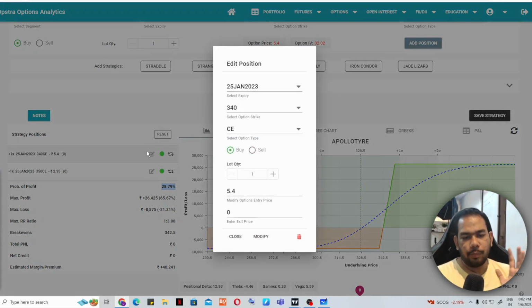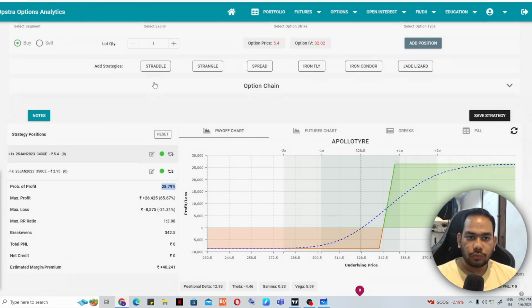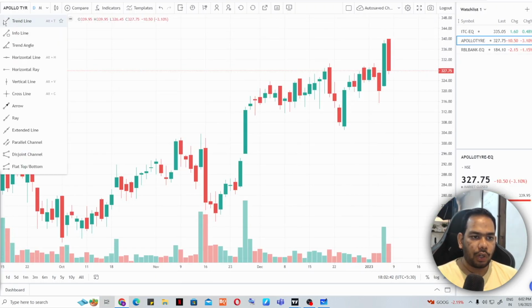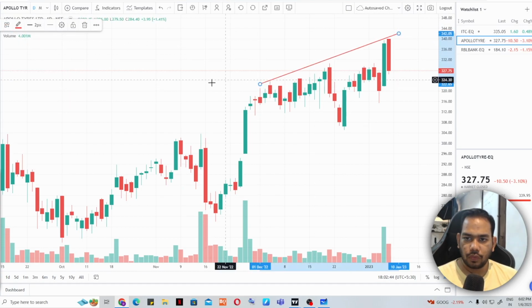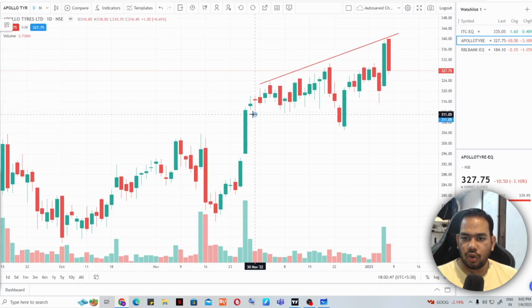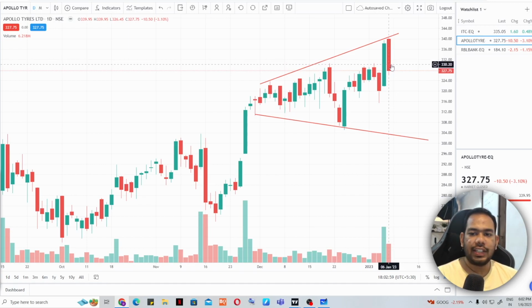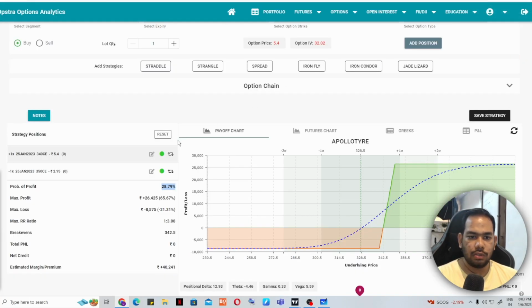Now we know this is a broadening pattern. Okay, so let me show you the chart again. As we know, this is a broadening pattern, and if you're confident about that, somehow it will either expire near the 320 or 330 level. Okay, so in that case you try to make an ITM spread. Let us go and make an ITM spread, and let us see the statistics of it.